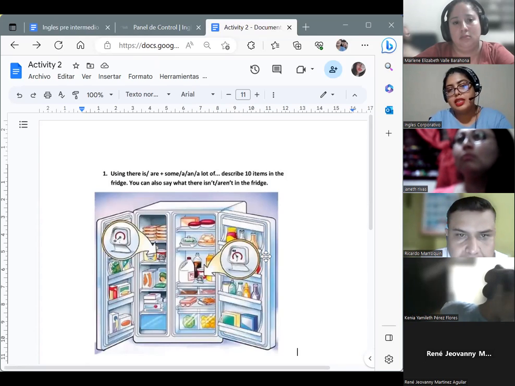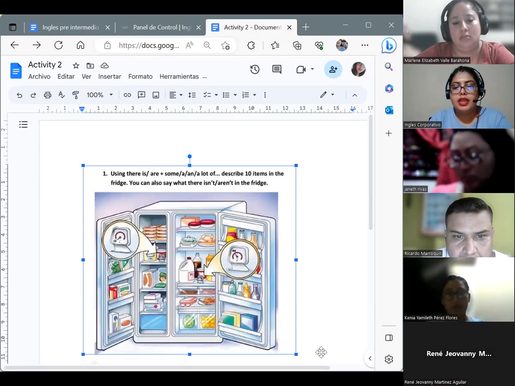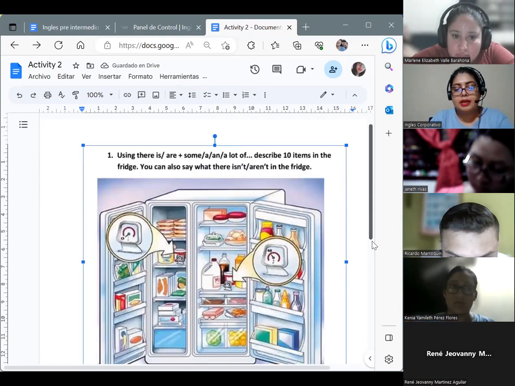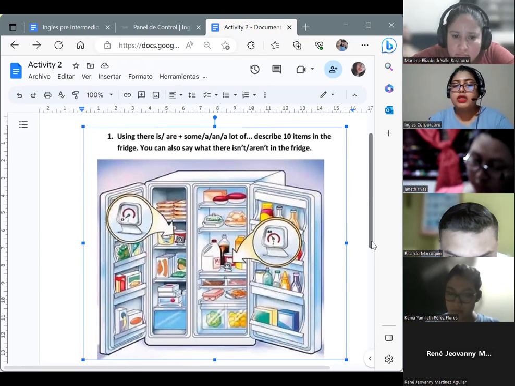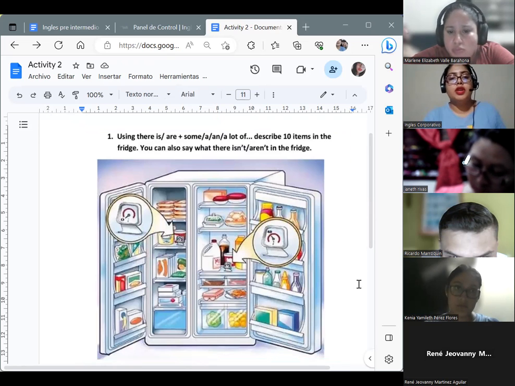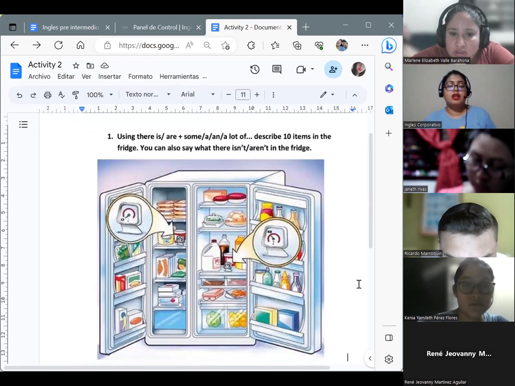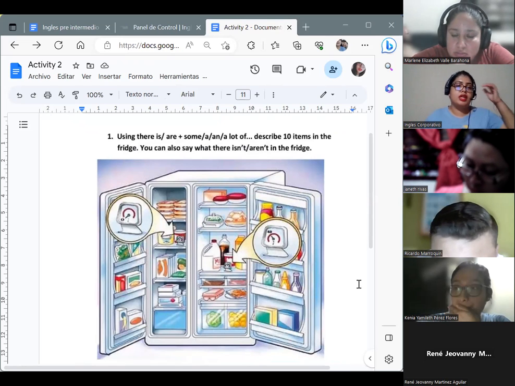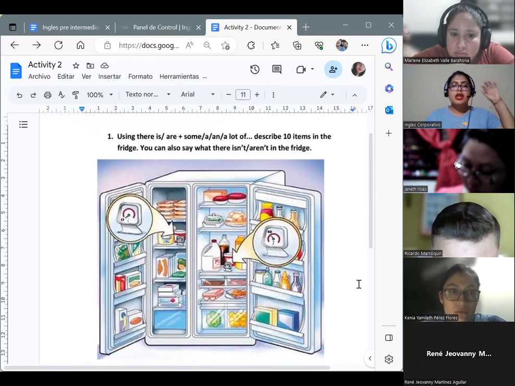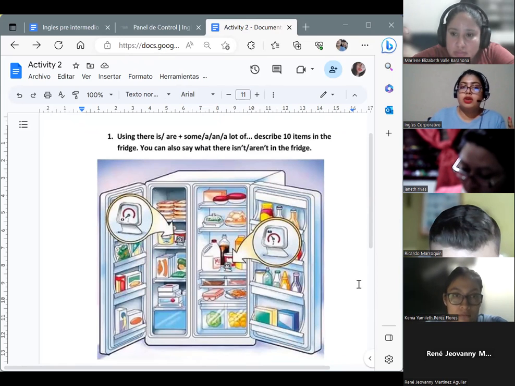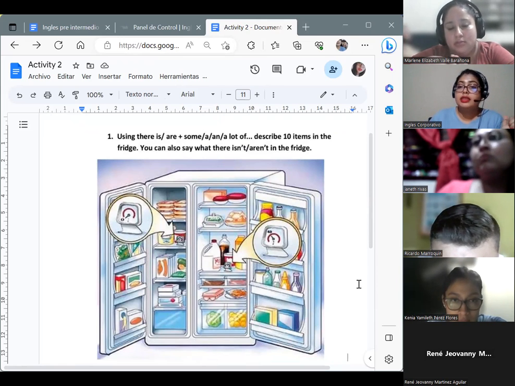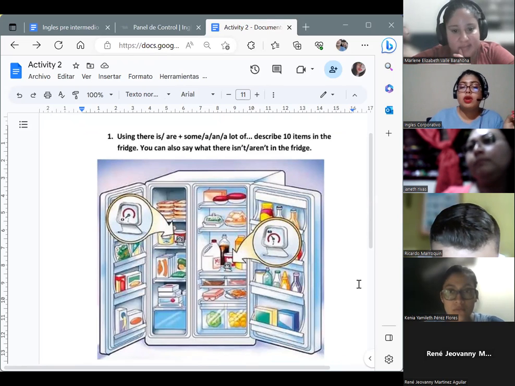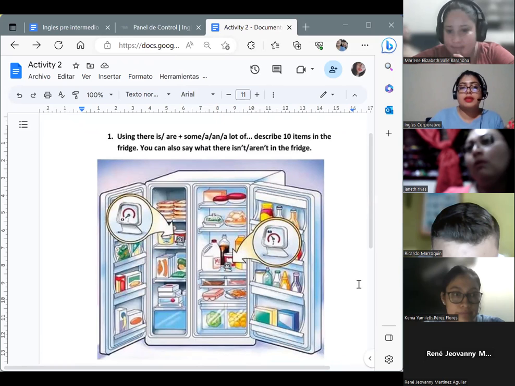Now, I have another one and I'm going to show you what this exercise is about. It is this one. We have here the image of a refrigerator with different items. So I'm going to share with you the link of this document. This is another document. It's not the same thing that we have on the previous link.